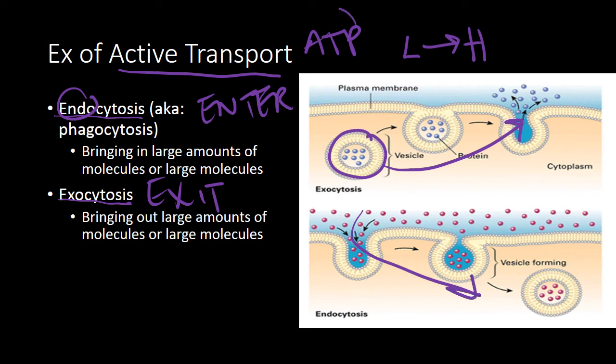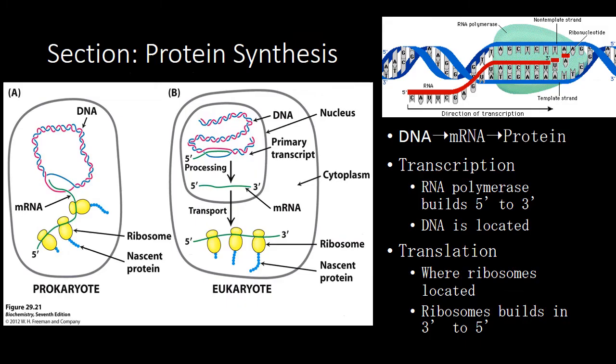Why do I use ATP to do this? Because I'm moving a lot of things all at once. I'm not just moving one molecule at a time. I'm moving like 60, 70, 80, 100 molecules all at once, or I'm moving really big, large molecules. Think about it this way. If you had to carry 60 textbooks all at once in, it's going to be very heavy for you. So endocytosis and exocytosis: moving a lot of things using energy.